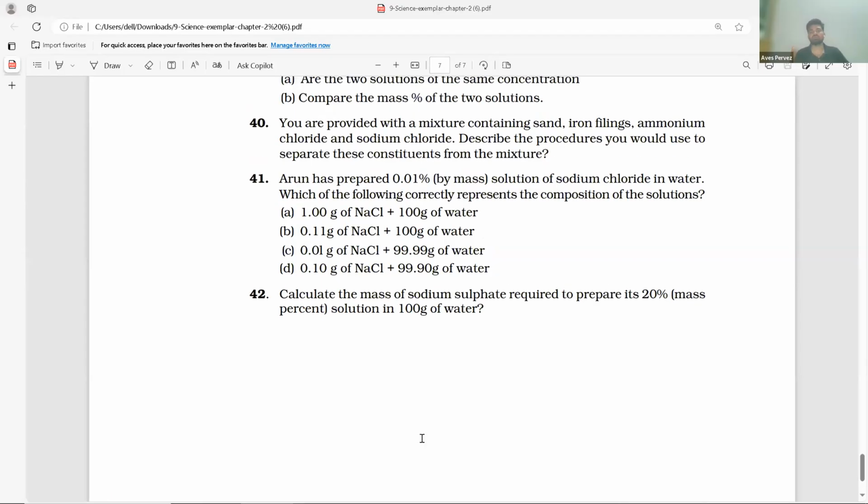Okay, here is question number 42 on your screen. Try to solve this question number 42 on your screen. Note this question number 42 and try to solve it.